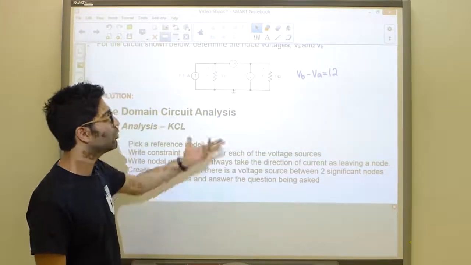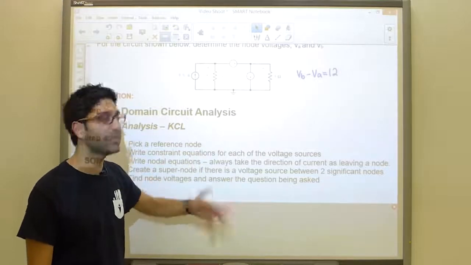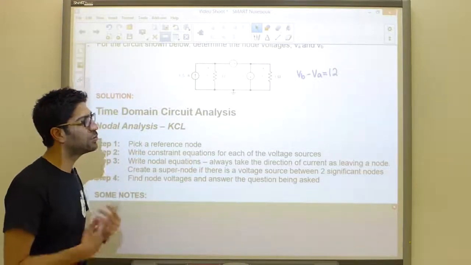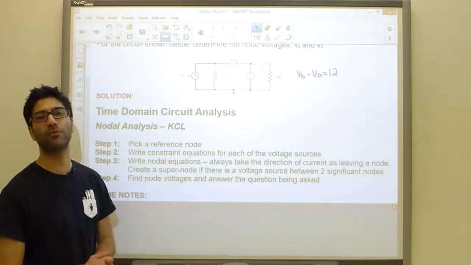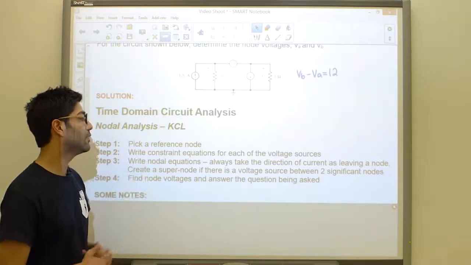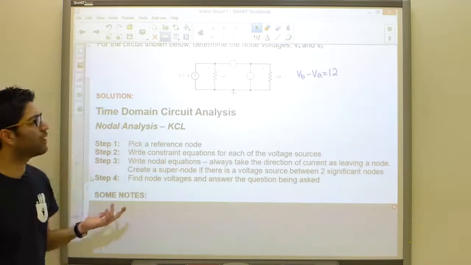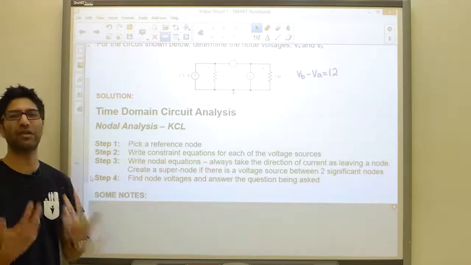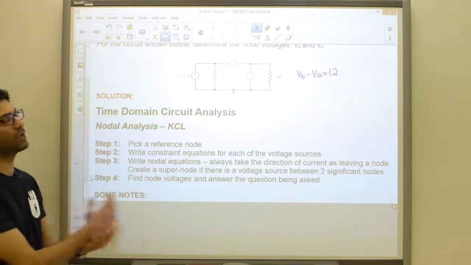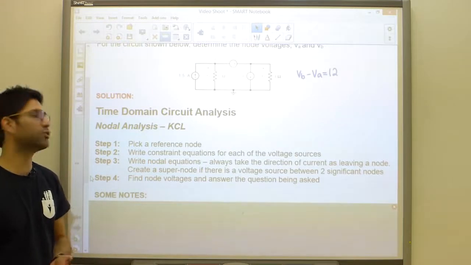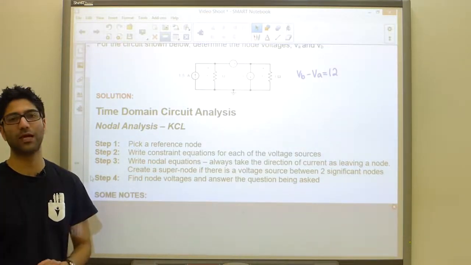But first, I will do it, or at least set it up, without using that supernode. And you will see how much simpler the problem becomes once we apply this method. And lastly, once we have these equations, we should have enough equations that allow us to solve for all of our unknowns, and we'll be in a position to answer whatever is being asked.